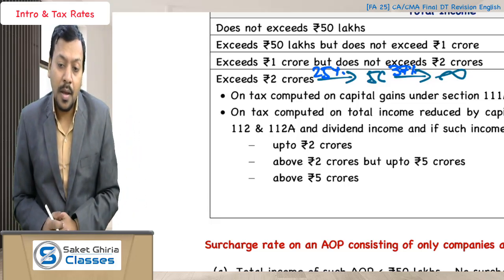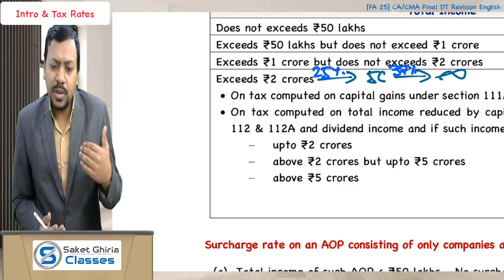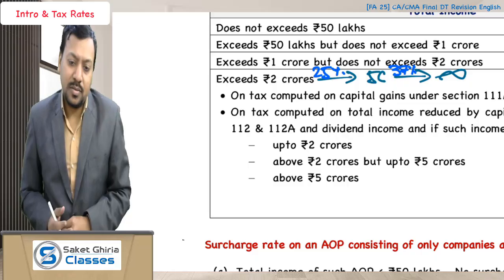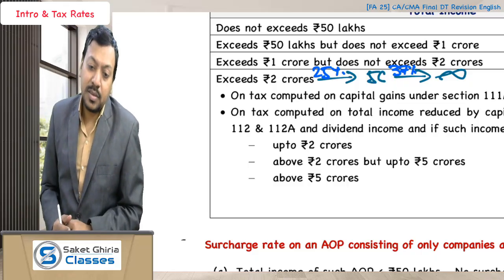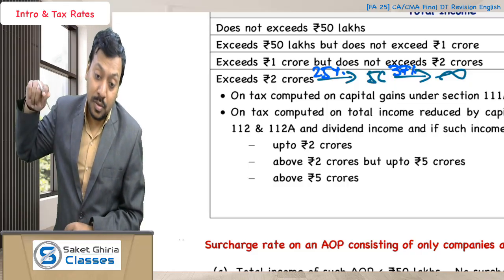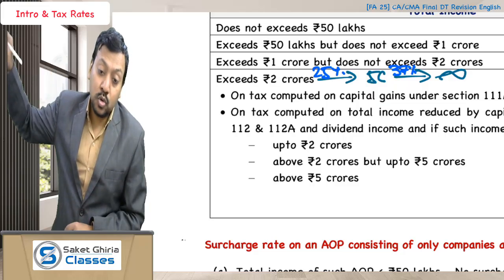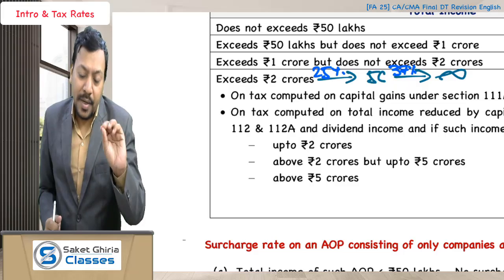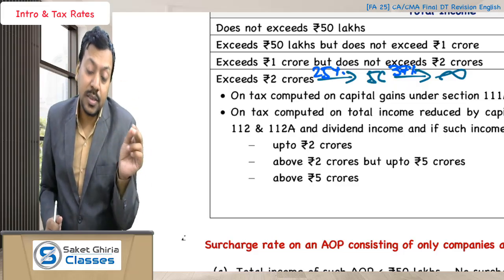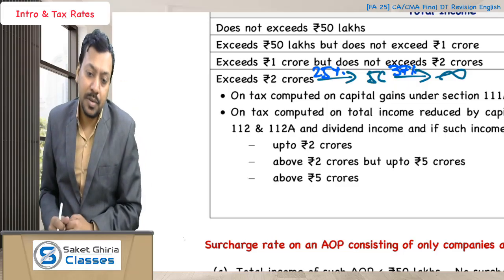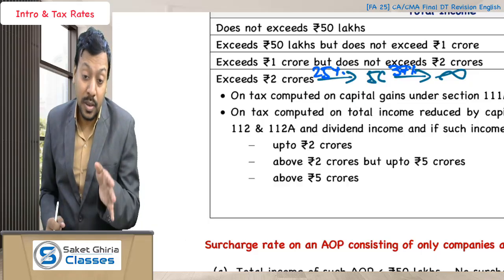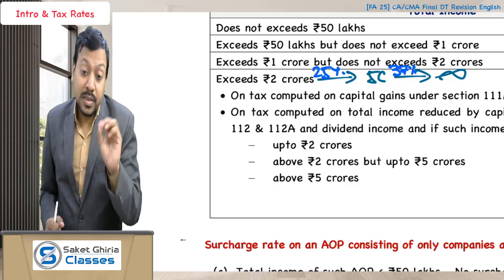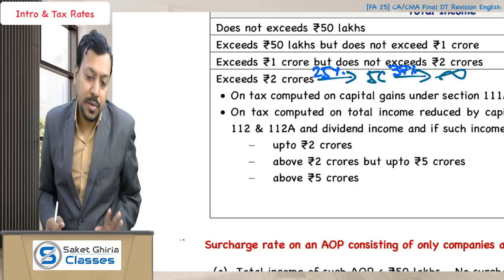Yes. Okay, there was a huge demand in India to impose a super rich tax. Super rich tax means more tax on super rich people. Considering that demand, the government has introduced a surcharge rate as high as 37%. So if your total income exceeds rupees 5 crore, you have to pay the surcharge at the rate of 37%.